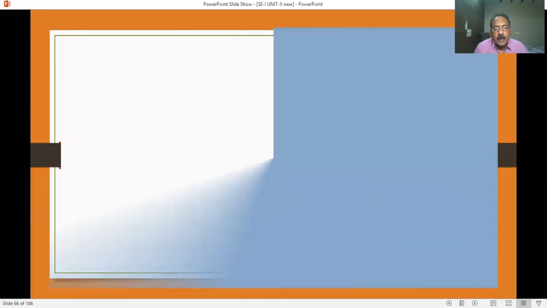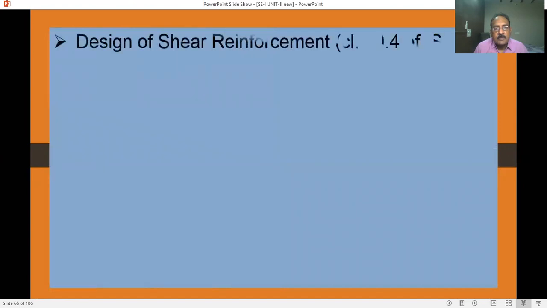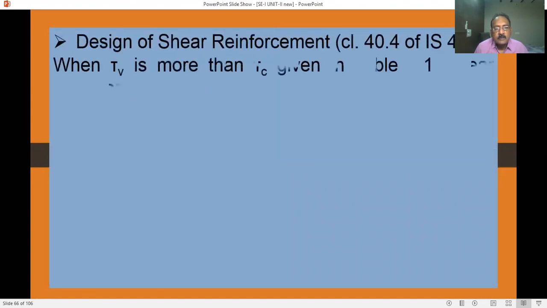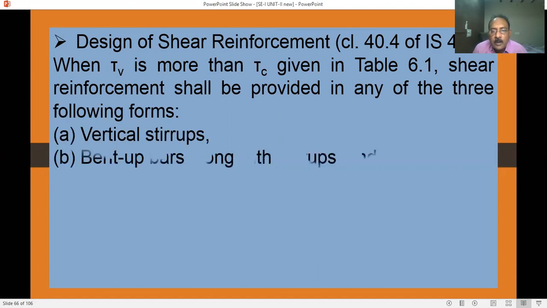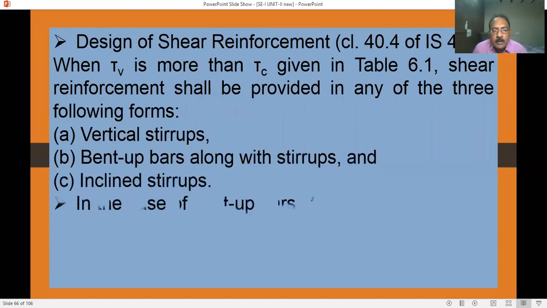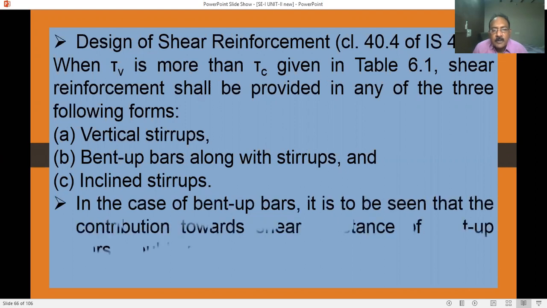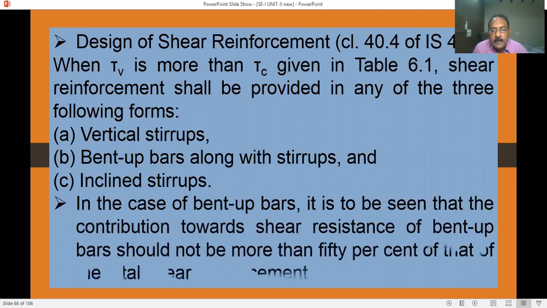Next is the design of shear reinforcement when tau v is more than tau c given in the table. Shear reinforcement shall be provided in any of the following three forms. Tau c is calculated from Table 19 of IS 456, Table 19.